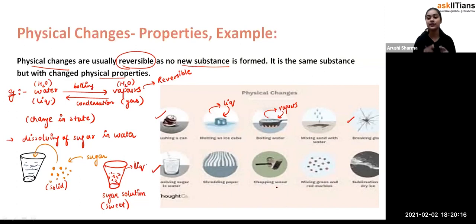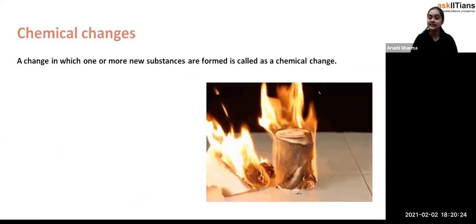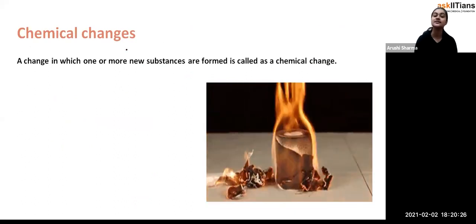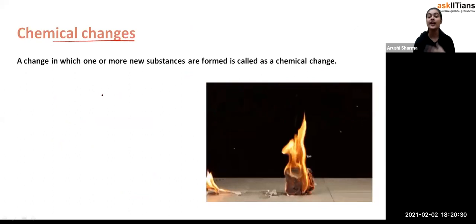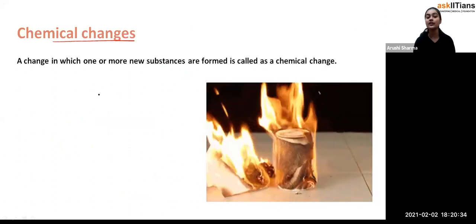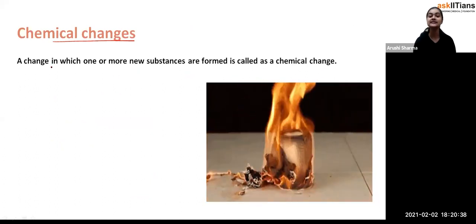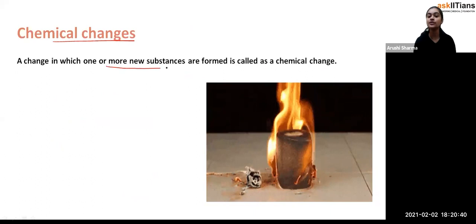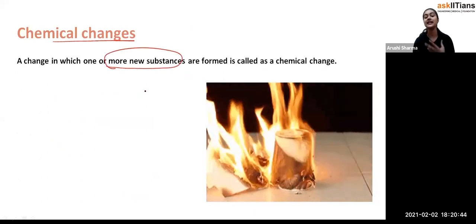Now we are going to discuss the chemical changes. Fine. So now, chemical changes, students. A chemical change involves a change in the chemical composition. And in this case, the change in which one or more new substances are formed is called a chemical change.